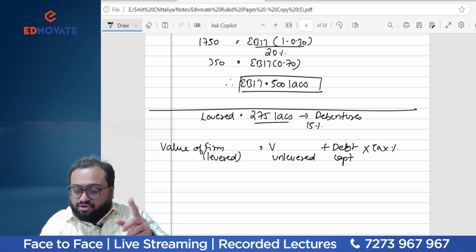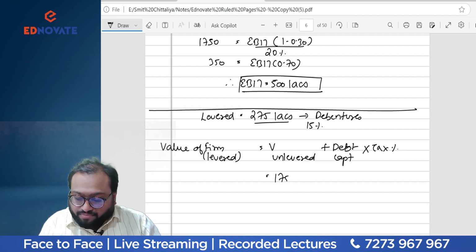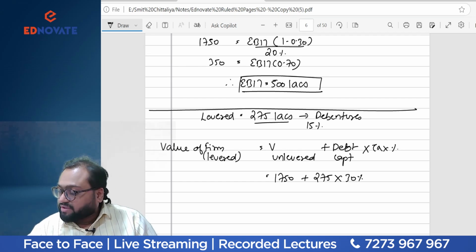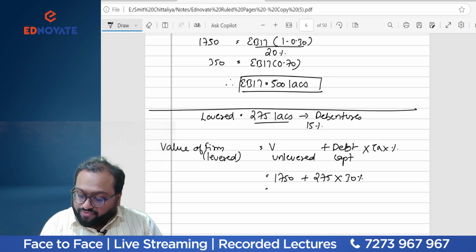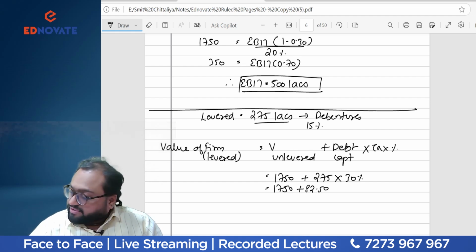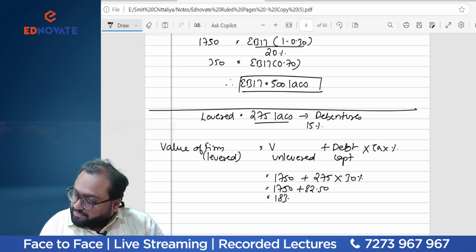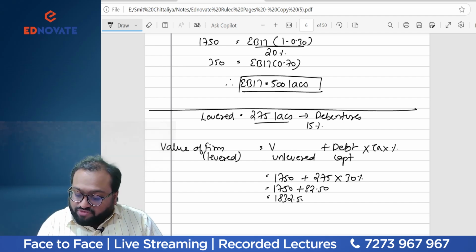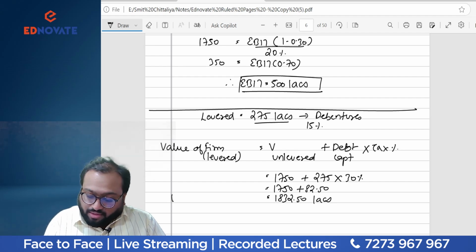Okay. So my value of unlevered is 1750. My debt capital is going to be 275. The tax rate is 30%. So the value of levered firm will be 275 into 30% is 82.5. So 1750 plus 82.5, it will come to 1832.5. This will be my value of levered firm.